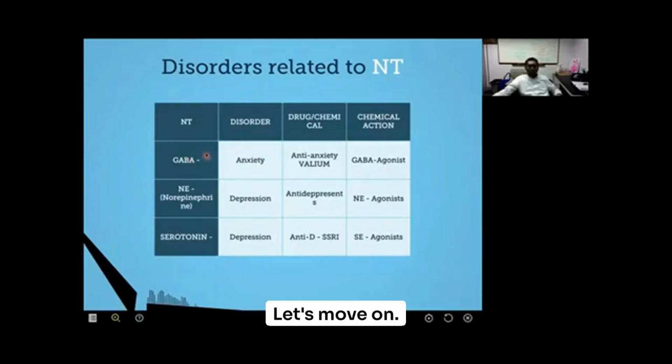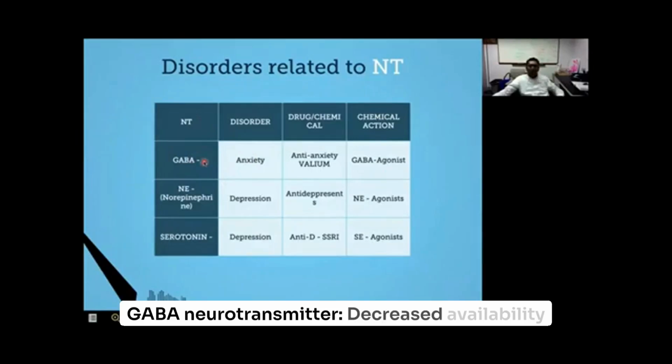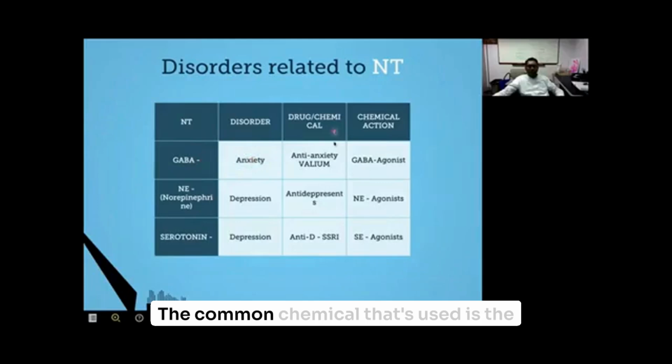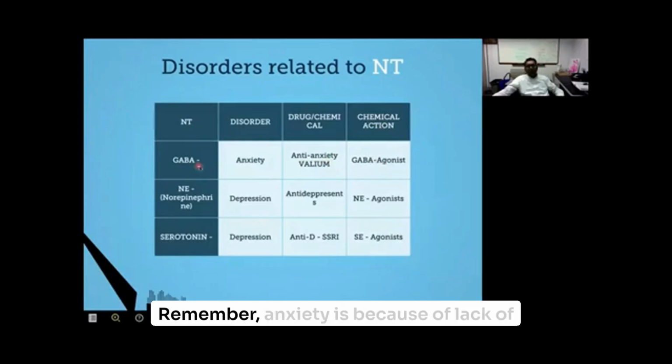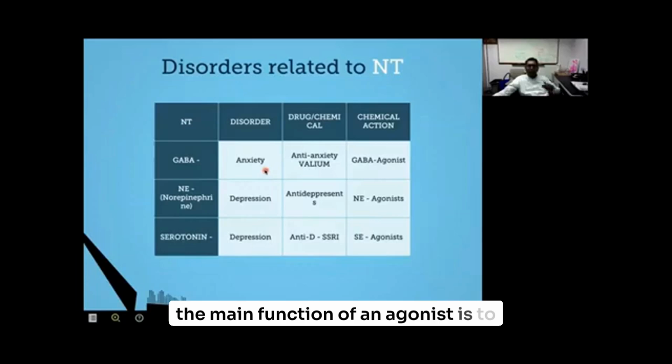Let's move on. GABA neurotransmitter: decreased availability of this particular neurotransmitter leads to anxiety. The common chemical that's used is the anti-anxiety medicine Valium. The way Valium works is it acts as a GABA agonist. Remember, anxiety is because of lack of sufficient GABA. What this chemical is doing is acting as an agonist, meaning it will increase the availability of GABA. The main function of an agonist is to increase the availability of a specific neurotransmitter.